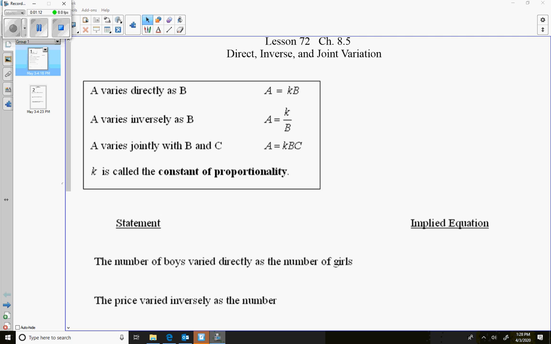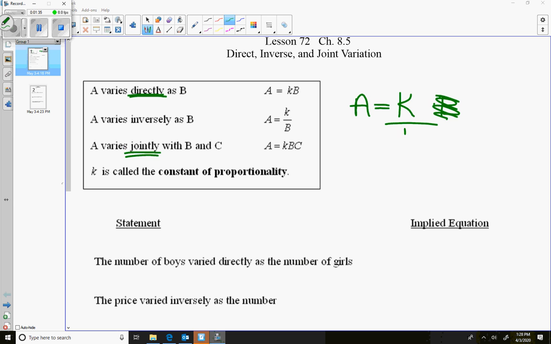And the third one, A varies jointly with B and C. So A equals K times B and C. So jointly is just multiple directlies. Now, in all cases, notice it is A equals K. It's just if it's directly, it's going to be times B. And if it's inversely, it's going to be divided by B. But the A equals K is going to be there every time as your general setup for these.